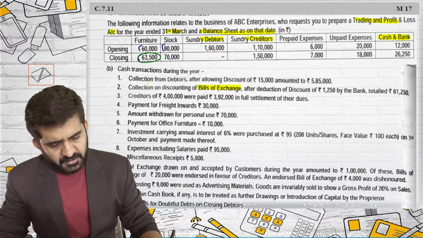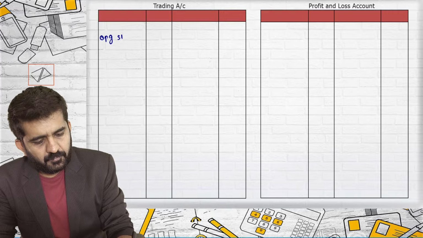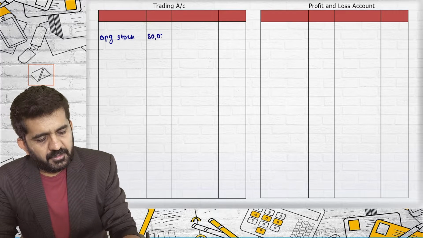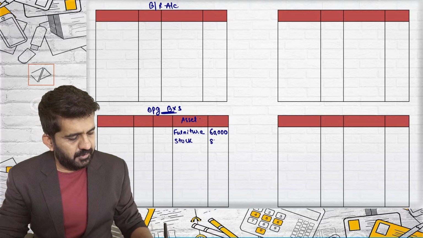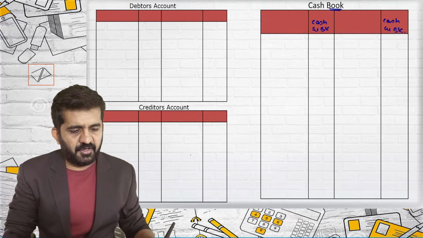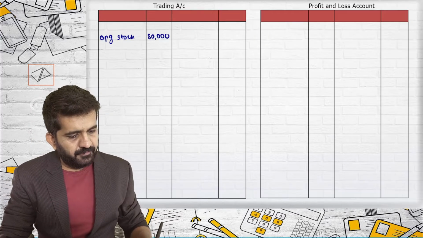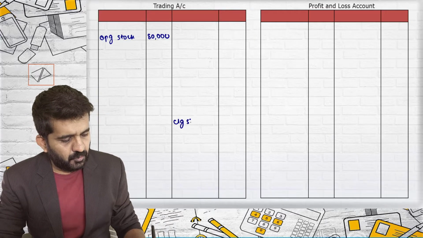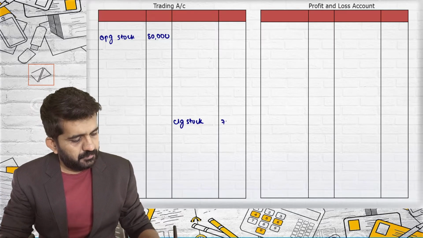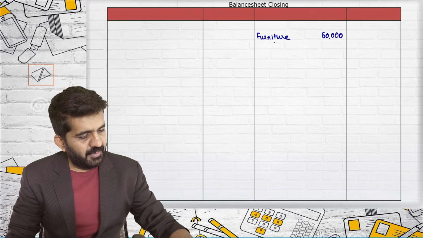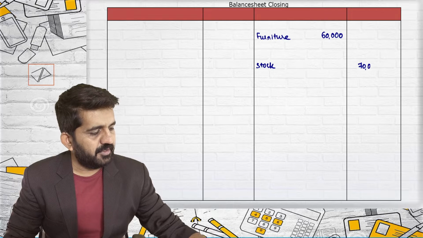Opening stock is 80,000 rupees. To effect, trading account debit side, opening stock 80,000 rupees. Opening balance sheet asset side, stock 80,000 rupees. This is credit effect. In trading account it was debit effect. We can go ahead. Closing stock 70,000. To effect, we know it. Trading account credit side, closing stock, it is 70,000. Closing balance sheet asset side, stock, it is 70,000.